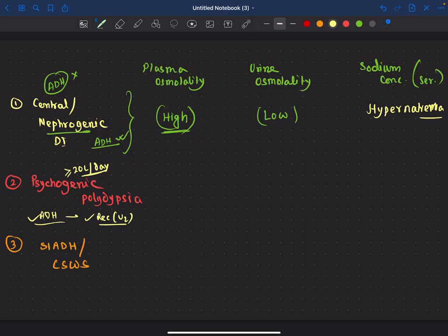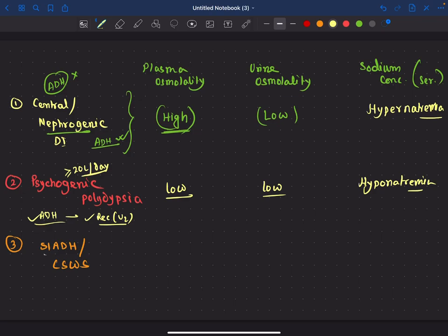If anyone exceeds that limit, okay, then what happens, the excess water will be accumulated inside, so that invariably leads to low plasma osmolality as well as low urine osmolality, and there will obviously be hyponatremia. Basically this will be a kind of dilutional hyponatremia.